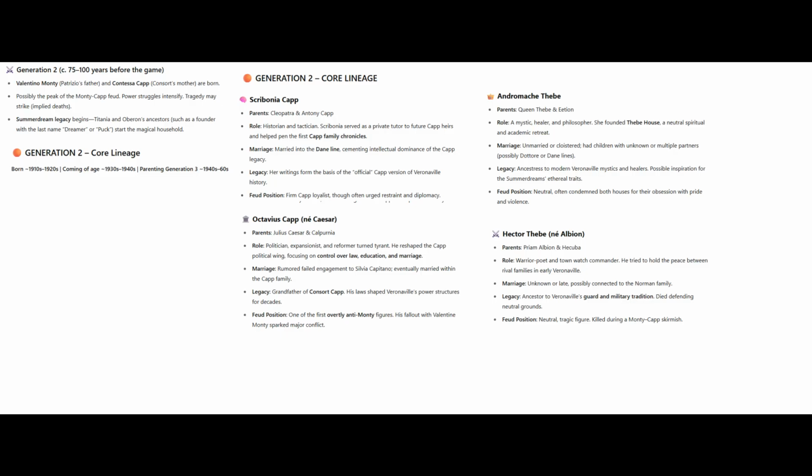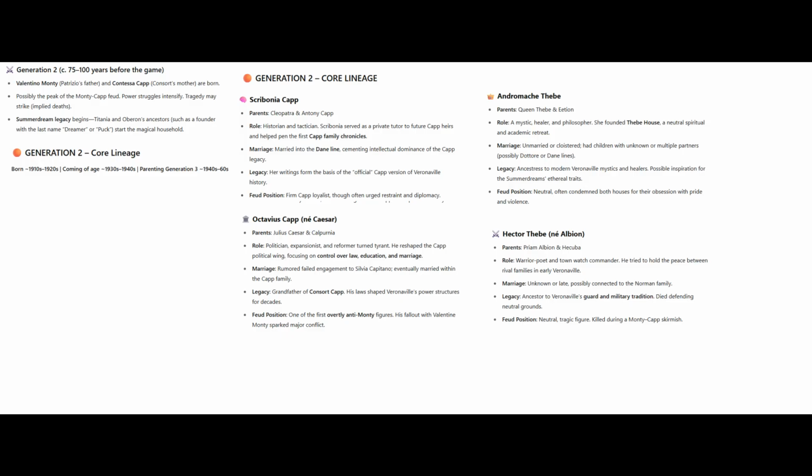He's the father of Contessa Cap. Consort's wife is Octavius's daughter. Octavius's grandchildren are Consort's kids, Goneril, Cordelia, Kent, and Regan. His laws shaped Veronaville's power structures for decades.